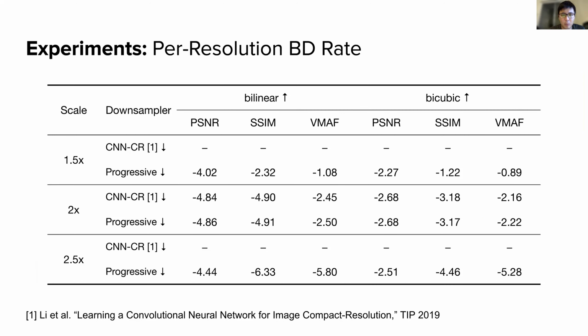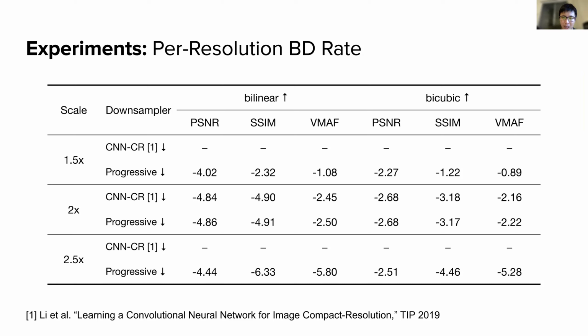Now, let's look at some quantitative results. We compared our model with a very recent deep learning-based downsampler called CNN-CR. It was published in TIP of 2019. And it is not applicable to non-integer scale factors, which are 1.5x and 2.5x in this table, because the resolution change is handled by setting the stride parameter of a convolutional layer. On the other hand, our model can handle this issue by combining upsampling and downsampling subnetworks.